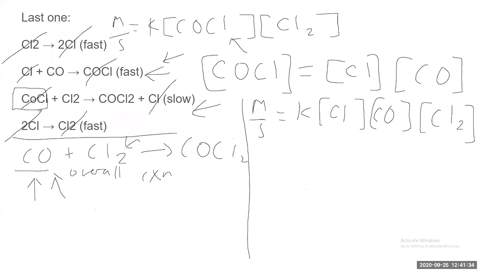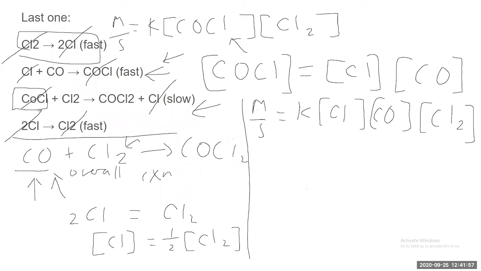Look at right here, we have what we need. We have 2Cl, right? It's equal to Cl2. So all we need to do now is divide both sides by 2, and that gives you the concentration of Cl is equal to 1/2 Cl2. Now all we need to do is plug it into this equation.